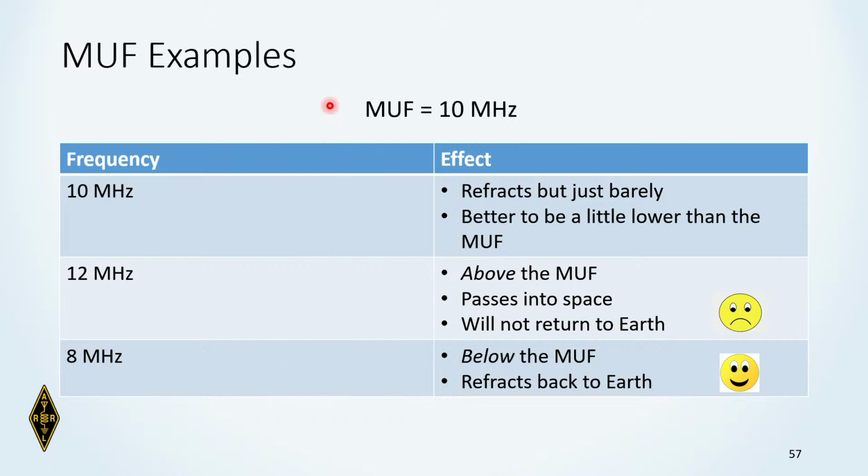Well, the MUF again is at 10 megahertz in this example. We're going to try transmitting at 8 megahertz, which you better not, because we don't have a ham band there, but this is just an example. Okay, 8 megahertz is below the MUF, and this will refract back to Earth. And that's a happy face. So the rule of thumb is whatever the MUF is, you pick the next lowest band without being over the MUF, of course. So that's MUF examples.